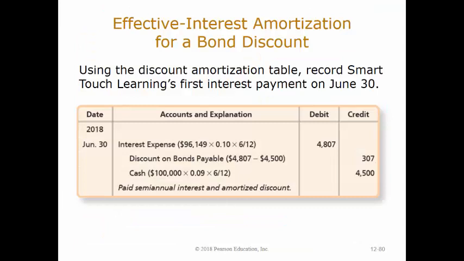When recording the interest payment for the bonds payable, the accounts debited and credited under the effective interest amortization method and the straight line amortization method are the same, only the amounts differ. The journal entry requires a debit to interest expense of $4,807, a credit to cash of $4,500, and a credit to discount on bonds payable of $307.